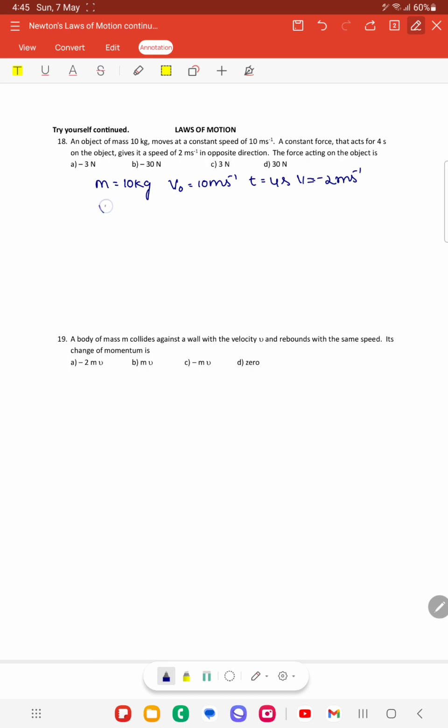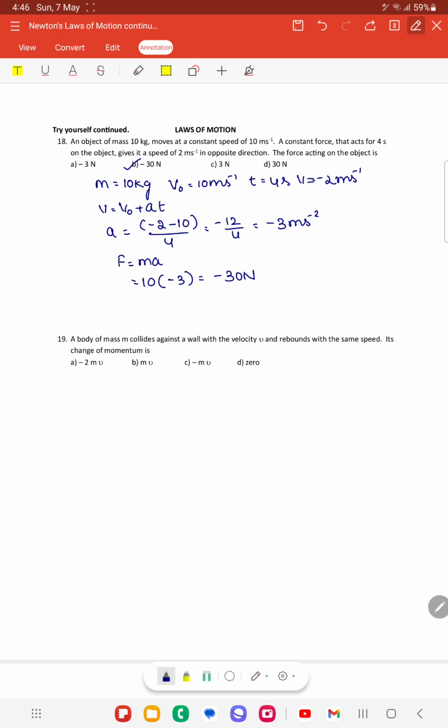So we have v is equals to v naught plus at, or a is equals to v minus v naught divided by t, that is minus 2 minus 10 divided by 4, which is equals to minus 12 by 4, which is minus 3 meter per second square. Therefore force is F is equals to m into a, mass is 10 kg, acceleration is minus 3, which is nothing but minus 30 Newton. That is option B is the right answer.